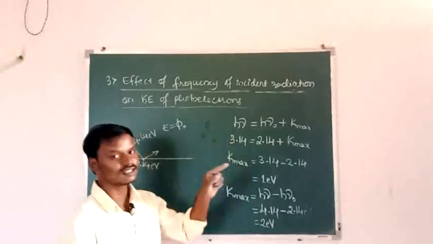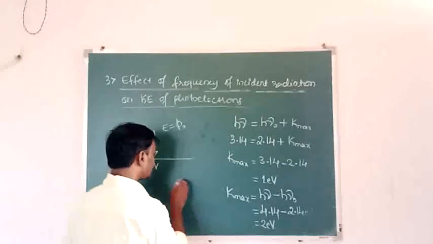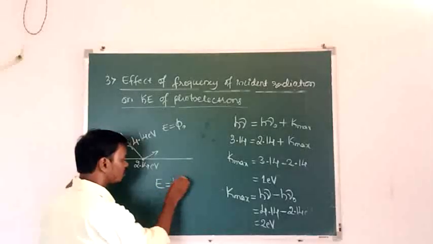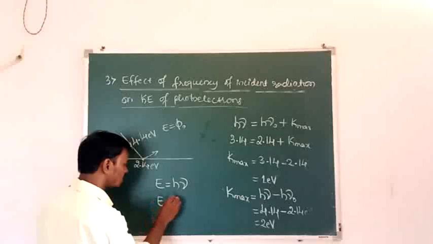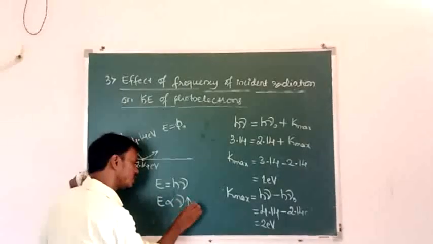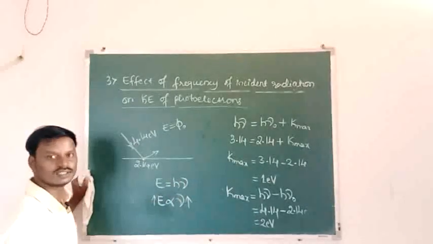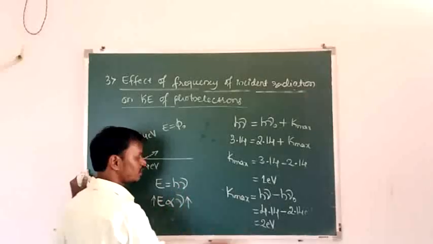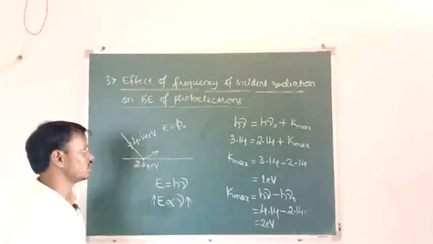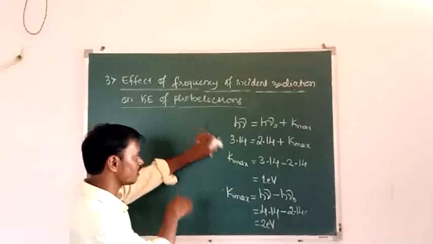How to increase the energy of incident radiation? By increasing the frequency, because the energy of incident radiation is equal to h into nu. Then energy is directly proportional to the frequency of incident radiation. As the frequency of incident radiation increases, the energy of incident radiation also increases. As the energy of incident radiation increases, the kinetic energy of the ejected electron also increases. That means what we concluded from this example.